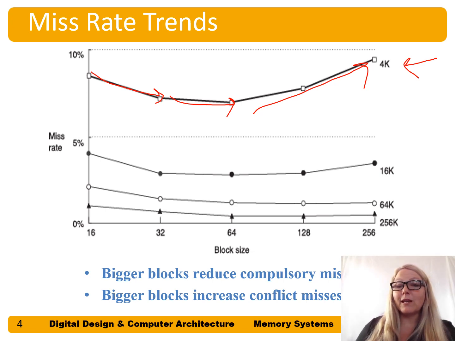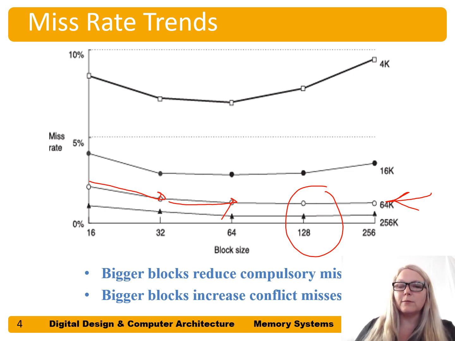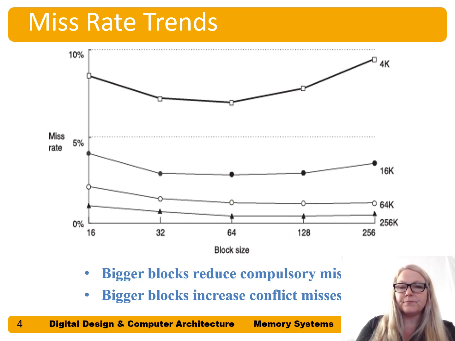What's happening is we're making the block size so big that we're actually increasing our conflict misses because of that. But for these larger cache sizes, 64 kilobytes and 256 kilobytes, we can see a decrease in miss rate with our spatial locality, but not much of a benefit after a 64 byte block size.